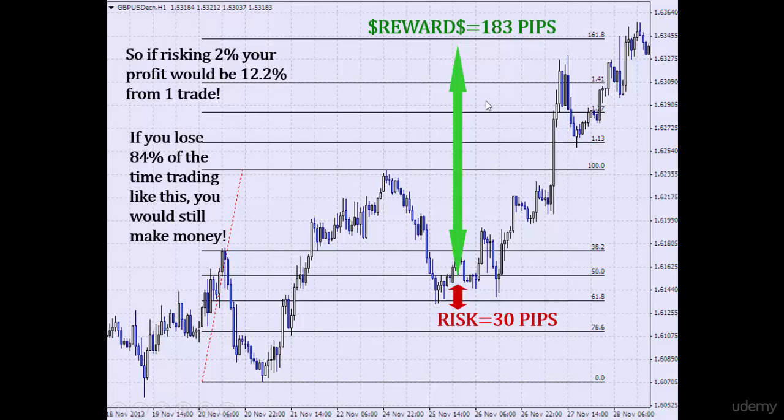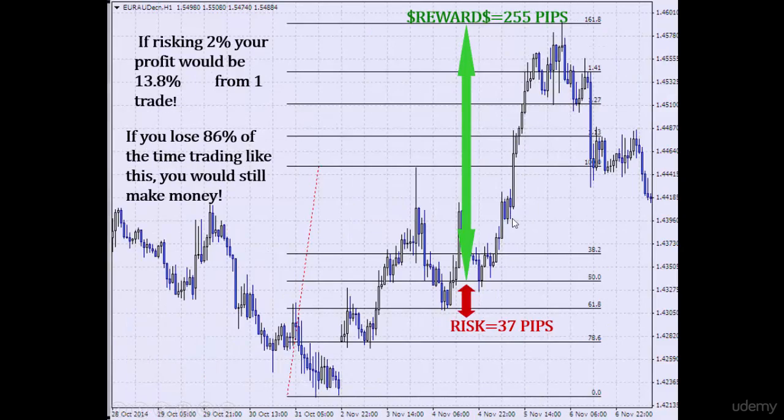The market rallied 183 pips. Okay, the market rallied to the 1.618 extension. That is 183 pips before falling. So if you're risking 2%, your profit would be 12.2% from this one trade. Which means if you lose 84% of the time trading like this, you would still make money. This is the beauty of Fibonacci trading.